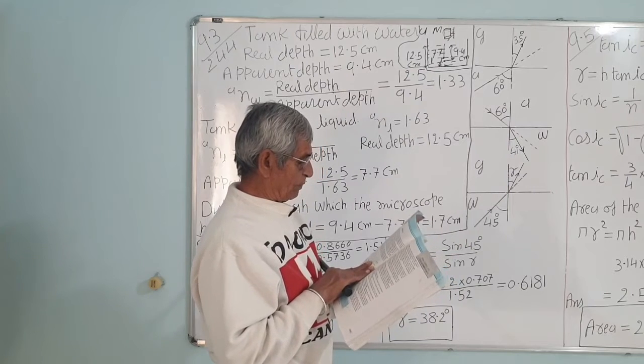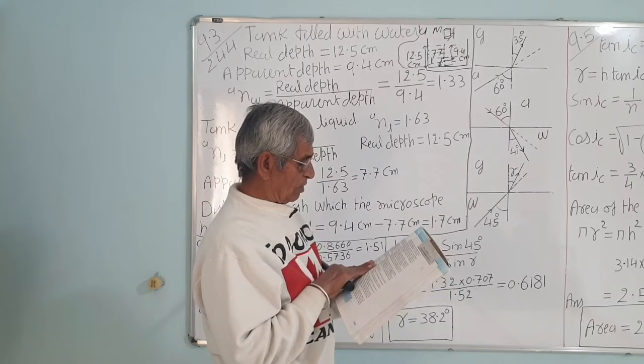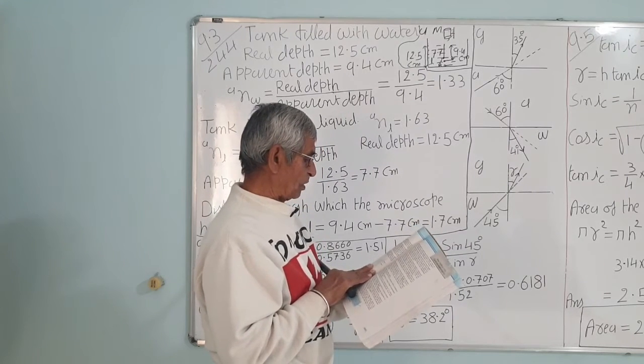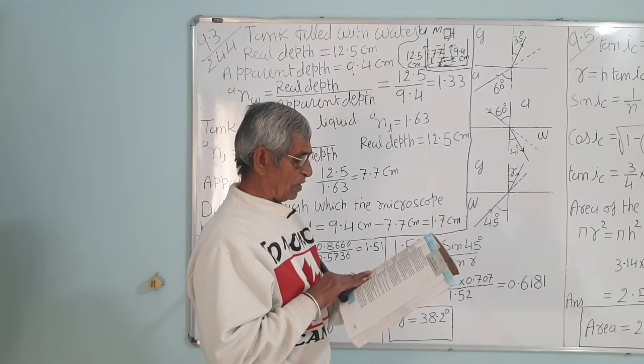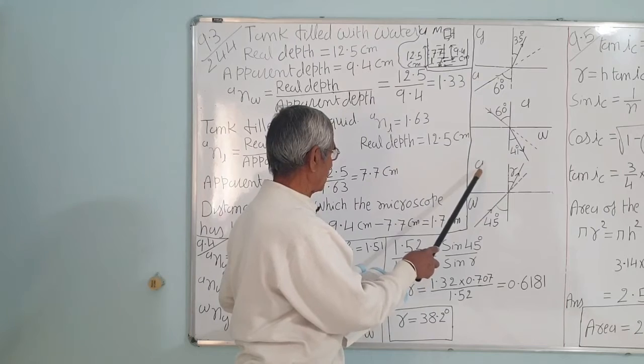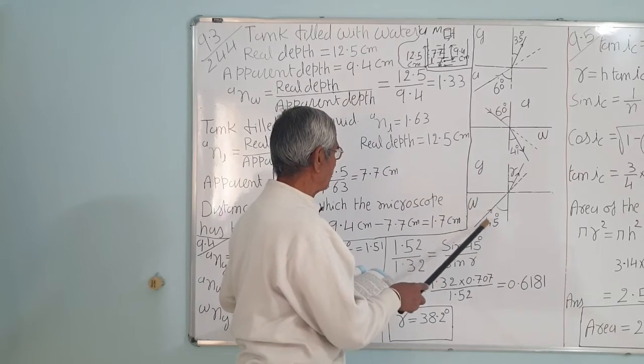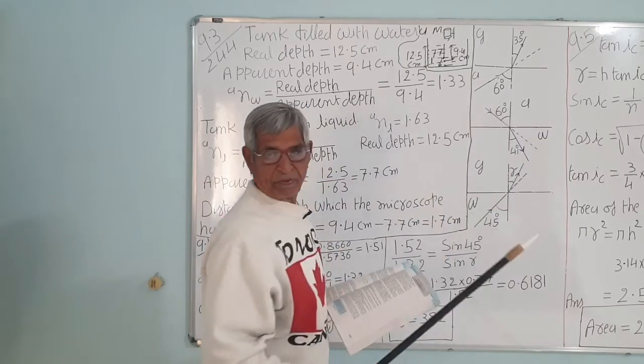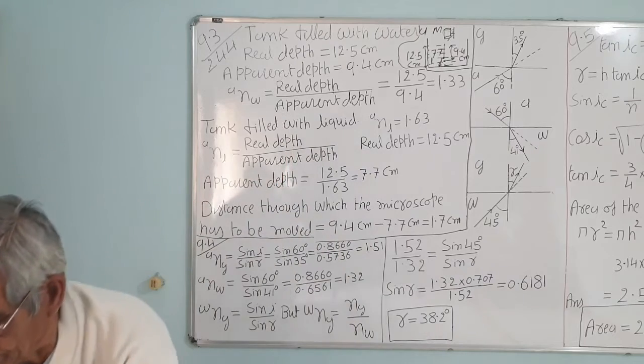Predict the angle of refraction in the glass when the angle of incidence in the water is 45 with the normal to the water-glass interface. Now this is the water-glass interface. So the angle of incidence is 45. What is the angle of refraction? That is to be computed.